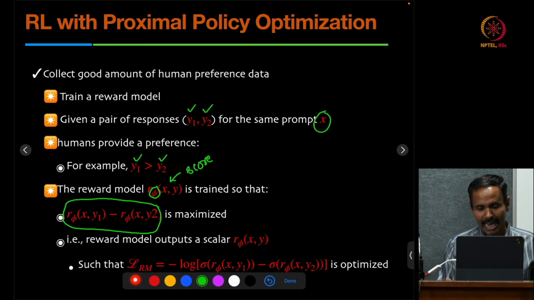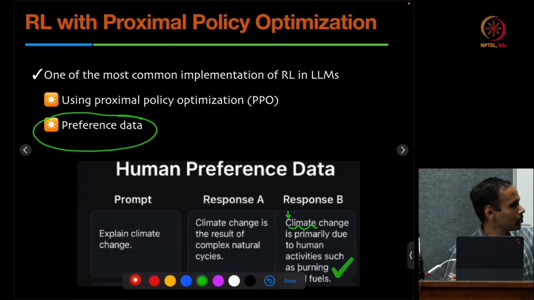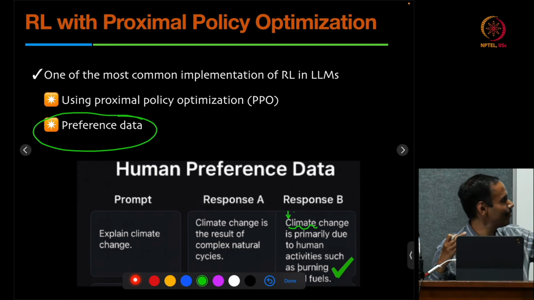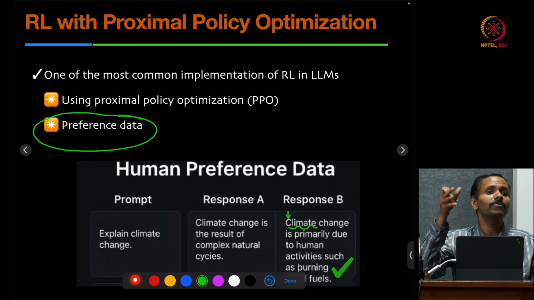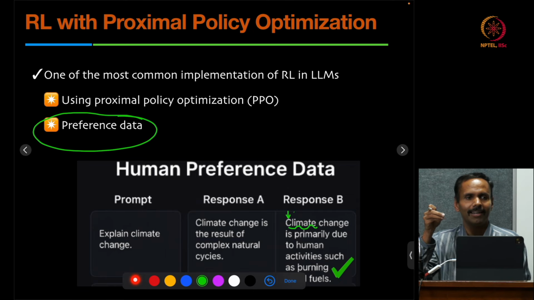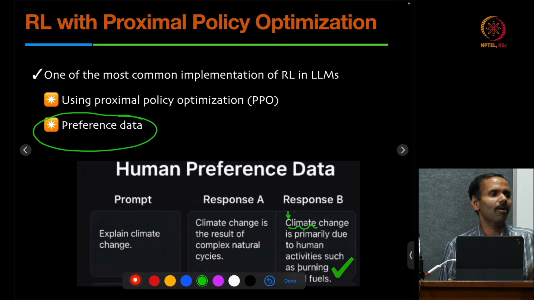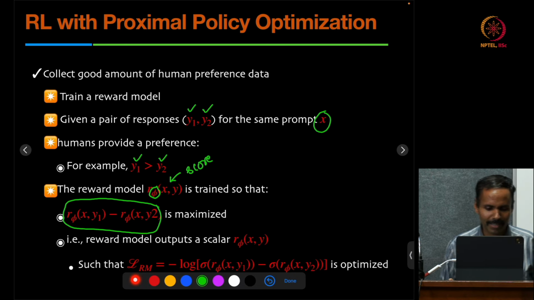Now what are we giving here? I am giving the whole output, the full sequence of actions. The entire sequence of actions is one response, A. An entire sequence of different actions is response B. Now I have a preference on top of that sequence of actions. I don't guide the model at every token level. I guide it at the end of a full text generation, which is why it is called a long-term reward, which is why it is called reinforcement learning.